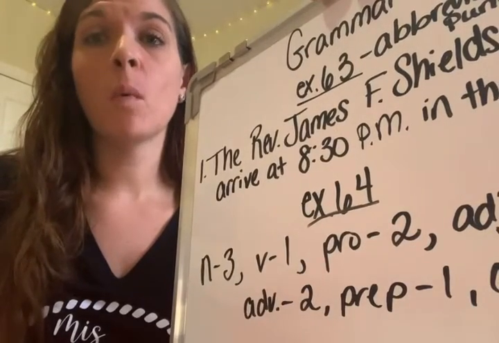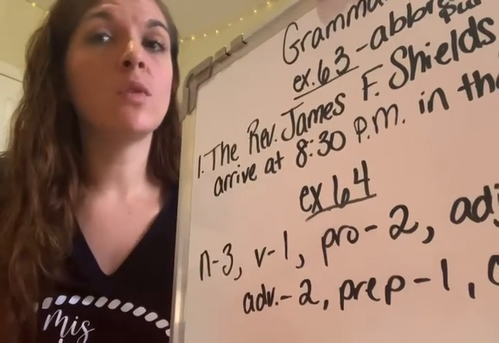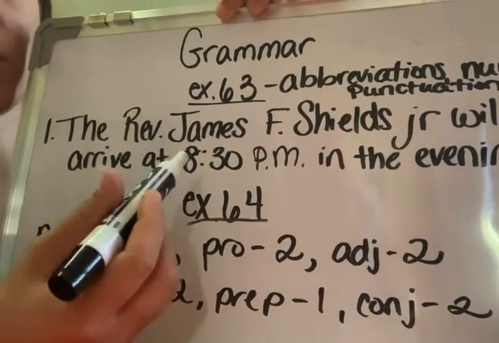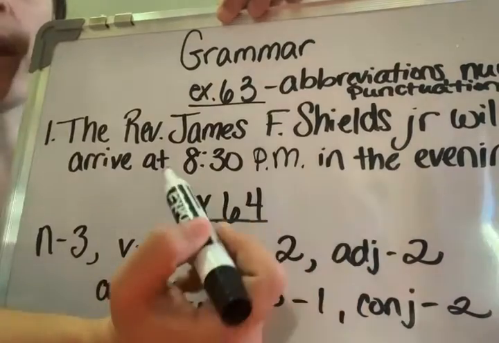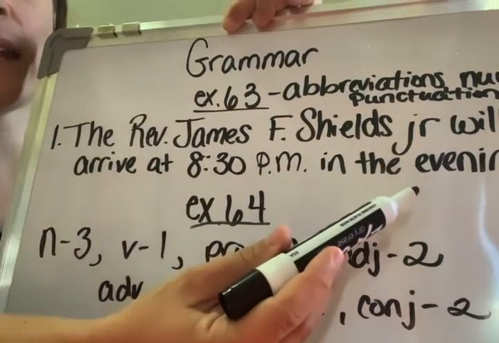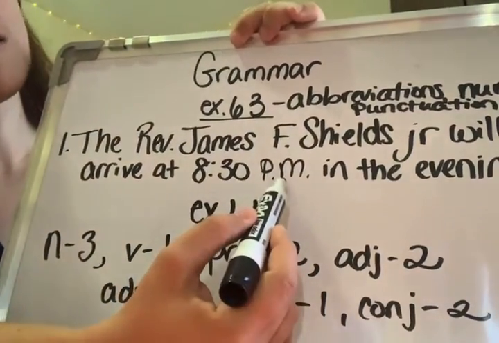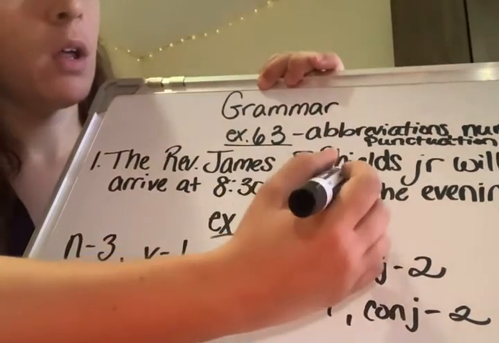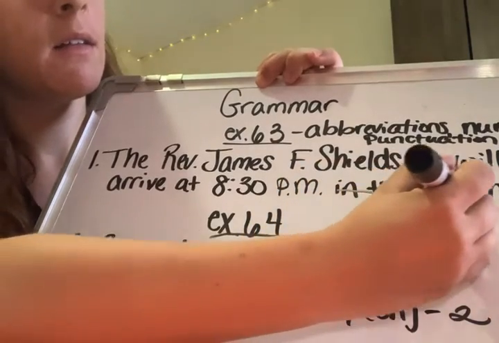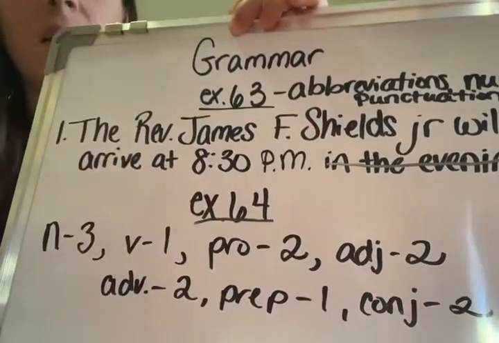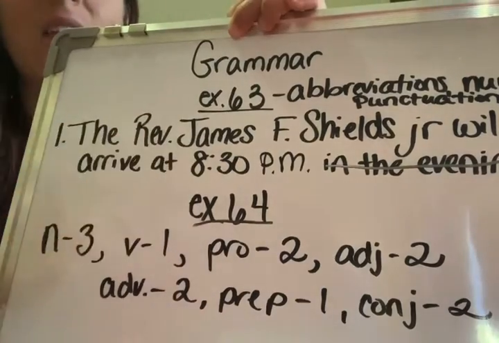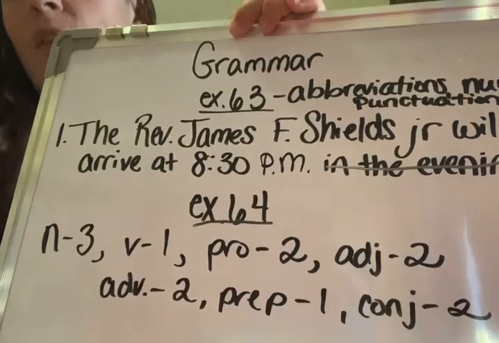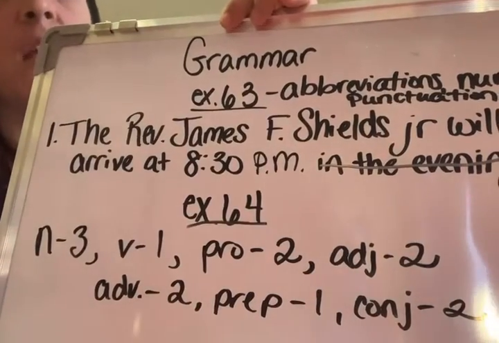Okay, so I'm going to do number 1 with you so you can see where you need to look things up. Like if you see number 1, the Reverend James F. Shields Jr. will arrive at 8:30 p.m. in the evening. Okay, let's start right here. It doesn't make any sense that if you're going to have p.m., why you would put in the evening, right? So you obviously know that it's evening because it's 8:30 p.m. So either you're going to put 8:30 in the evening or you're going to put 8:30 p.m. So I'm just going to take that out. Okay, they don't really mention that here in the book, so pardon, I'm mentioning it for you.